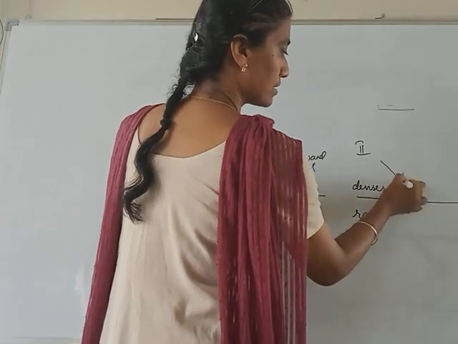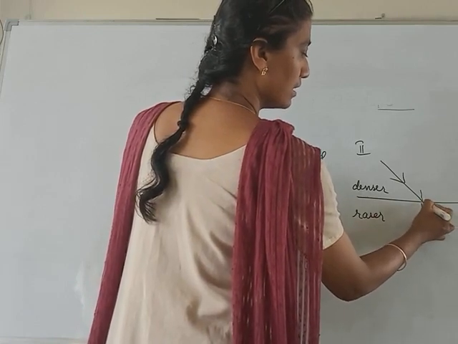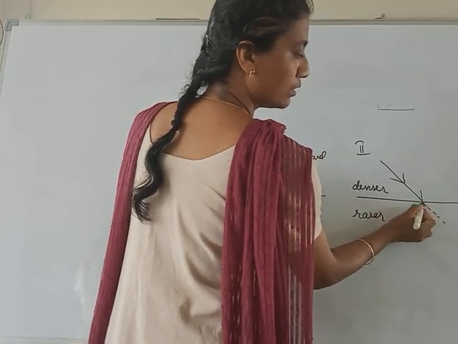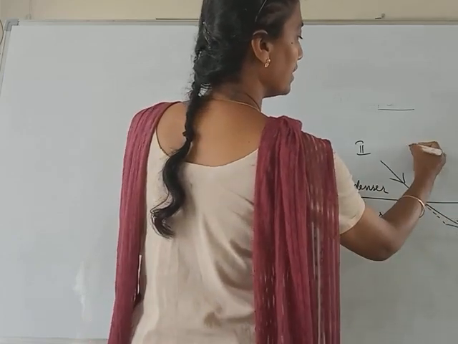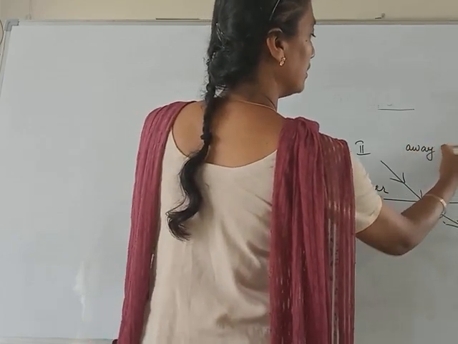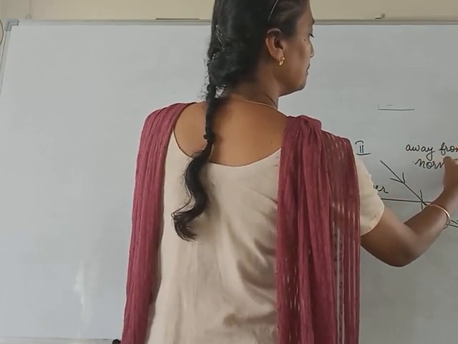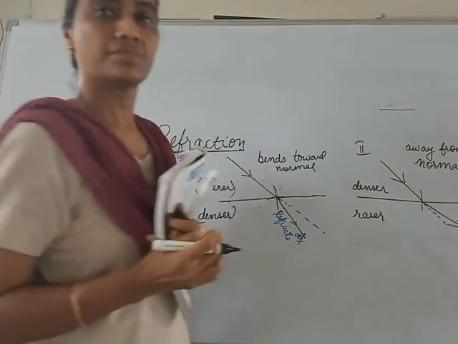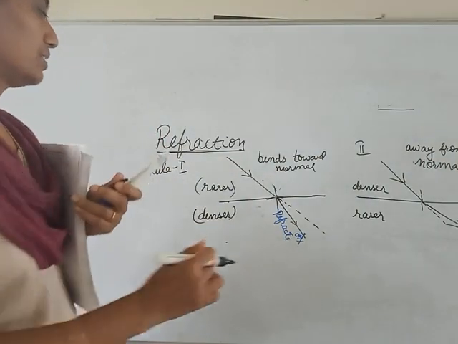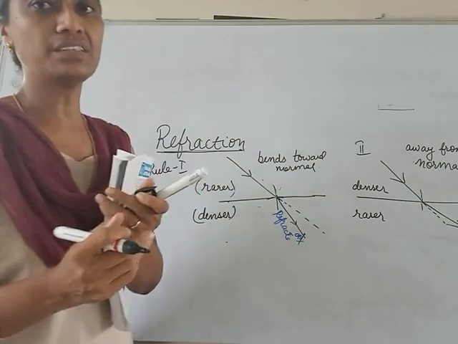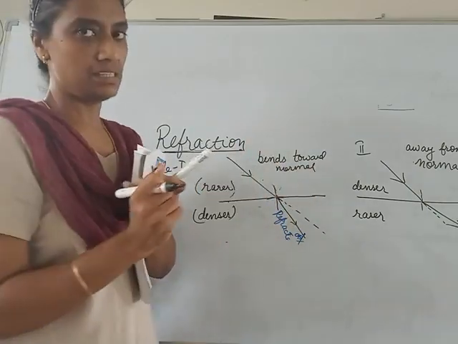So this is the original path. It should have gone like this. I put in a dotted line for the original path, but it bends away from the normal. Bends away from normal. Is it clear, children? So, these are the two important rules you have to remember because we'll have a lot of ray diagrams in this and we'll be applying these rules.